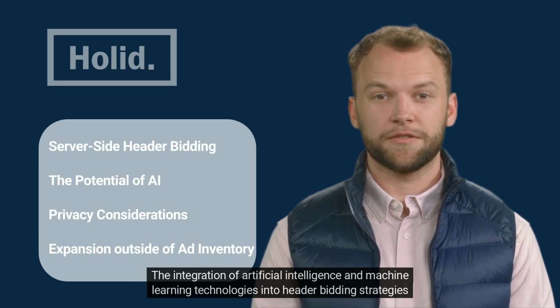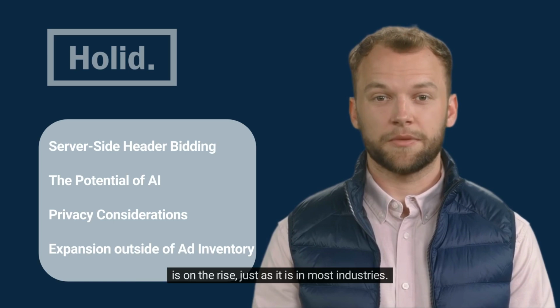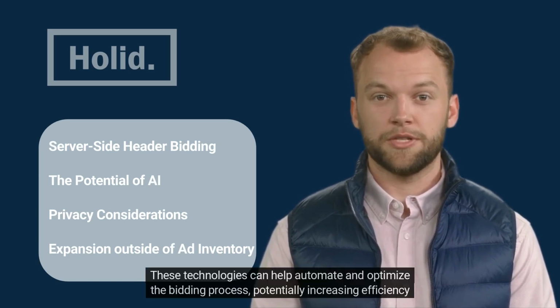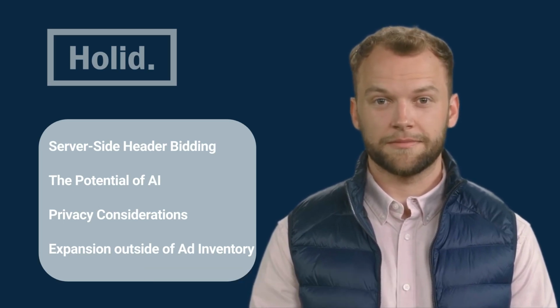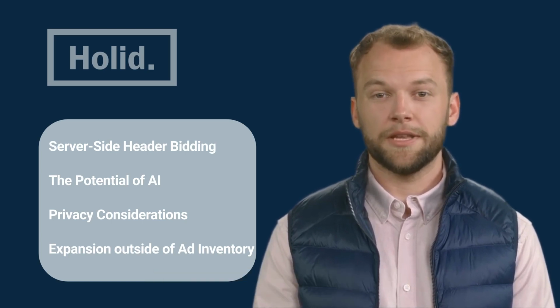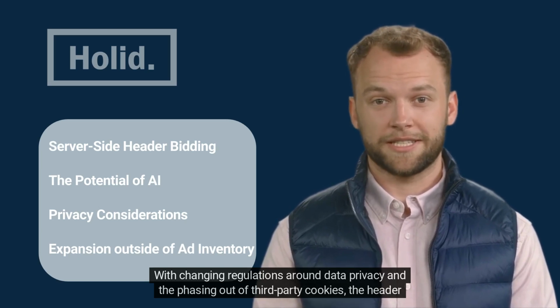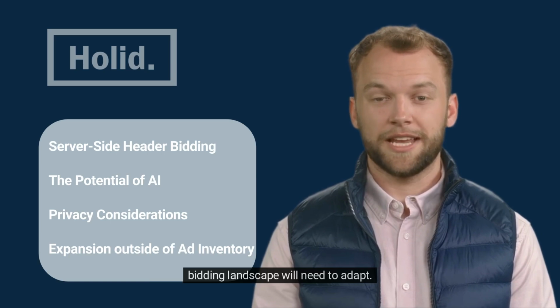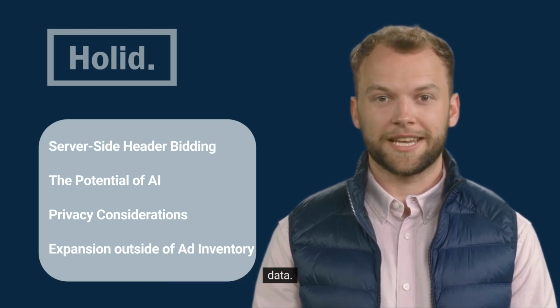The integration of artificial intelligence and machine learning technologies into header bidding strategies is on the rise, just as it is in most industries. These technologies can help automate and optimize the bidding process, potentially increasing efficiency and revenue. Privacy is also a significant consideration for the future of header bidding. With changing regulations around data privacy and the phasing out of third-party cookies, the header bidding landscape will need to adapt. We can expect more privacy-compliant strategies to emerge, like contextual targeting and the use of first-party data.